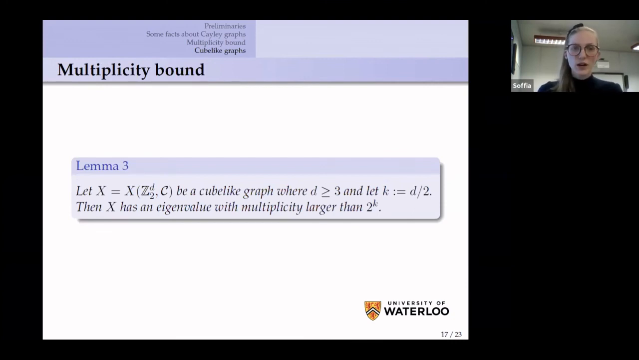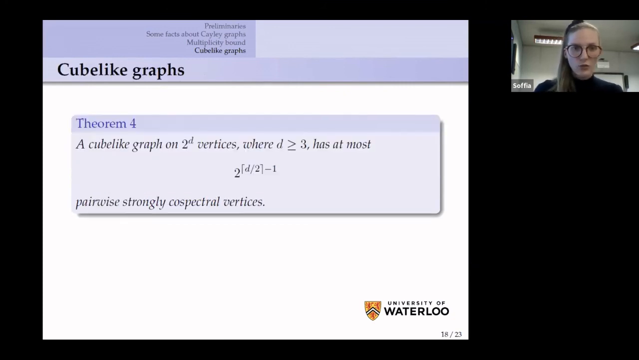If X is a cube-like graph on 2 to the d vertices, where d is at least 3, and k is equal to half d, then it has an eigenvalue with multiplicity larger than 2 to the k. I'm not going to prove this because it's not elegant in any way, and not appropriate for a talk. But pretty much, with this lemma and the one before, this theorem follows from the two.